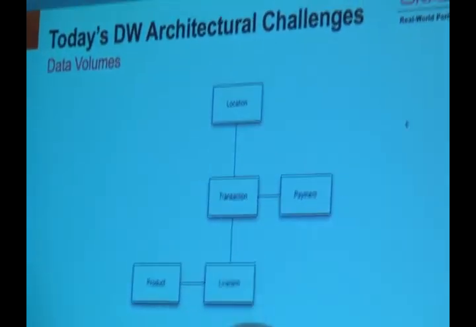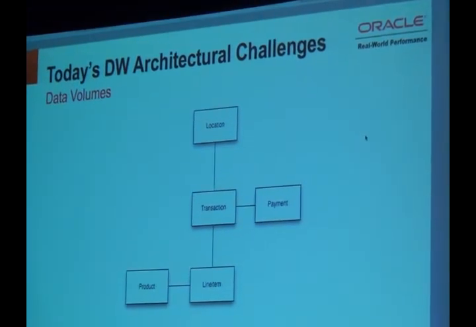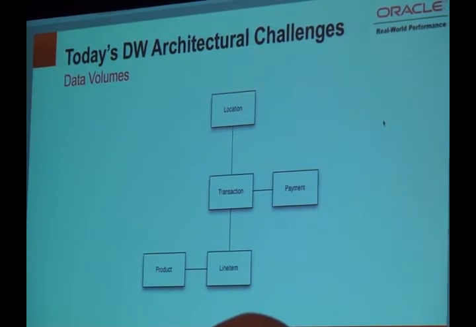It's based on a retail schema, a very simple 5-table model. And you can see the most important one is the transaction. That's you buying something. And then you have a whole number of line items. And each has a relationship either with the product, or the location, and how you paid for it.